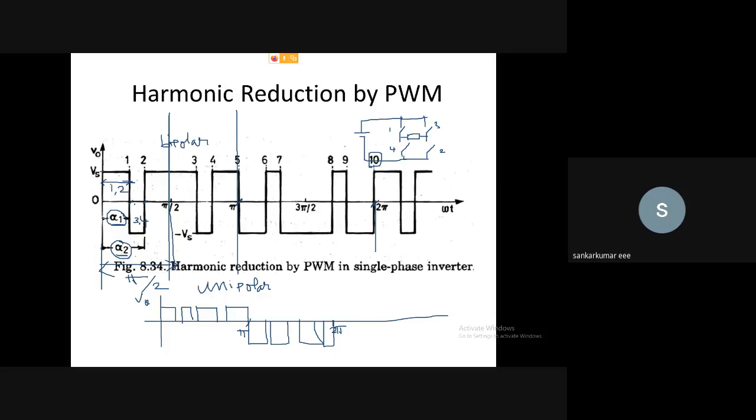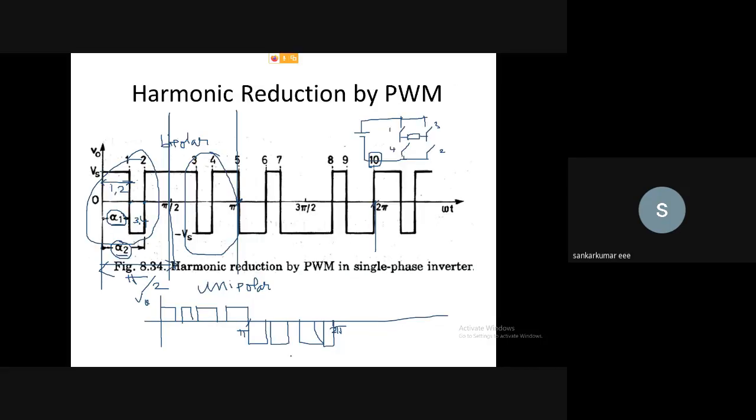In this portion also we can see the nature or the area of the waveform, and the same will be replicated in the other quarter of the cycle. So the half cycle can be divided into two quarters, and in the two quarters the area of the output voltage will be the same. Depending upon that, we have quarter wave symmetry. So this is the quarter wave symmetrical waveform.